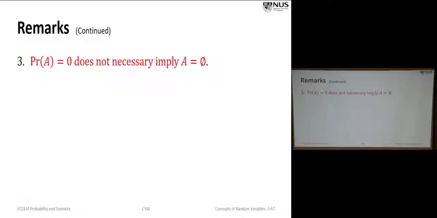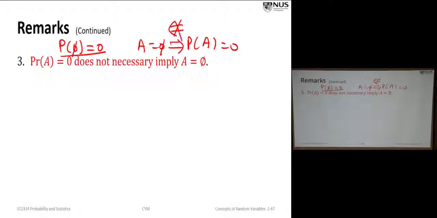This is also sometimes very confusing. Now I'm saying that probability of A equal to 0 does not necessarily imply A equal to empty set. This is true, but the reverse is not true. Probability of empty set is equal to 0. Or let me put it this way: if A equal to empty set, then probability of A is equal to 0. All right? This is true, but the converse is not true.